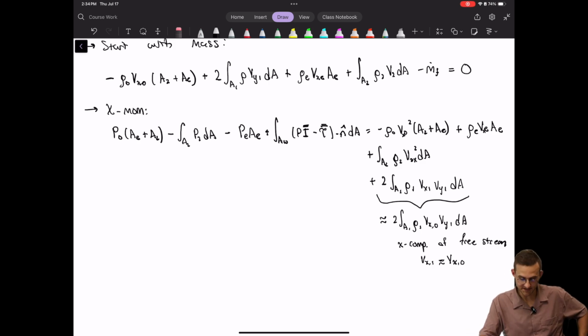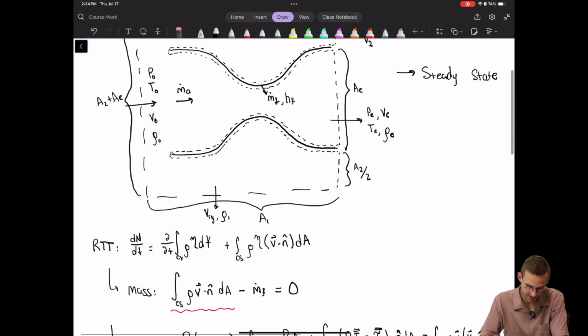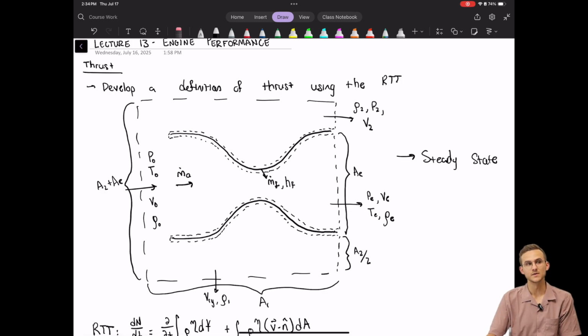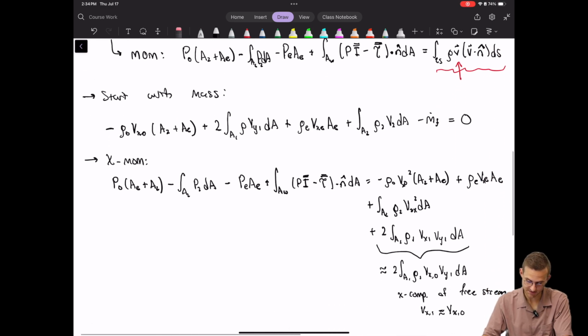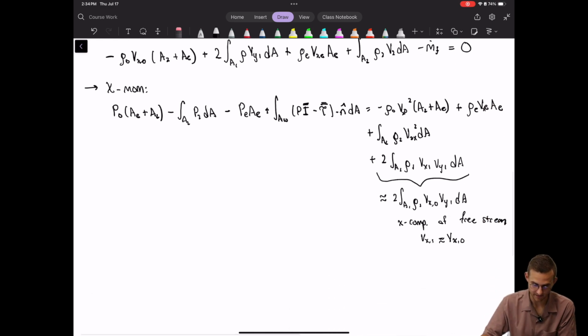And that makes sense, right? If this top and bottom A1 surface is far enough away from the propulsion system, you wouldn't expect the x component to be affected much. The air might be pushed out of the way, and you'd get some y component, but the x component is going to be about the same. So that's why we plug in that assumption. Okay. So we're going to use that assumption.